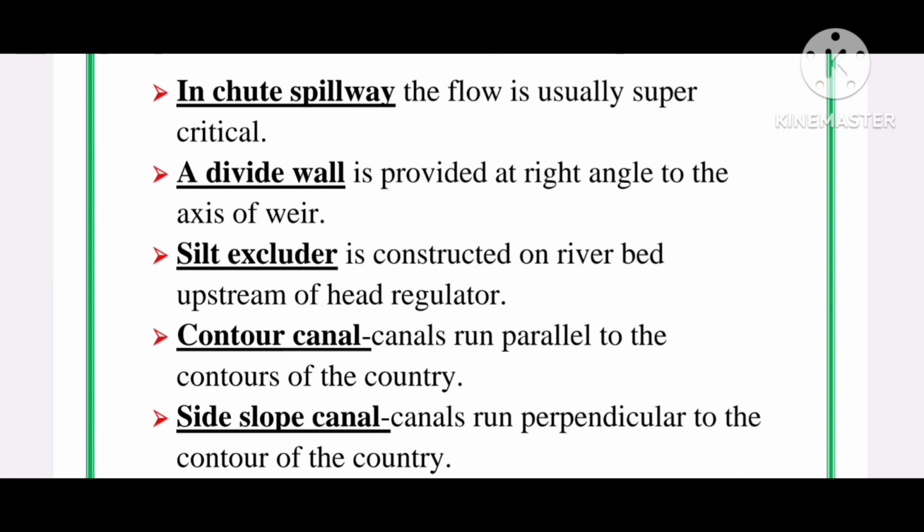Next, a divide wall is provided at right angle to the axis of weir. Next, silt excluder is constructed on the riverbed upstream of head regulator. Next, contour canal. Contour canals run parallel to the contours.